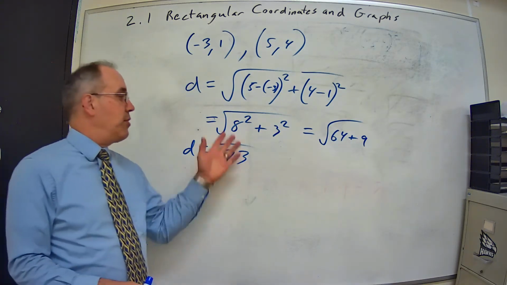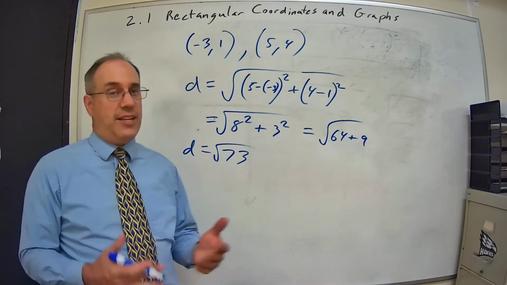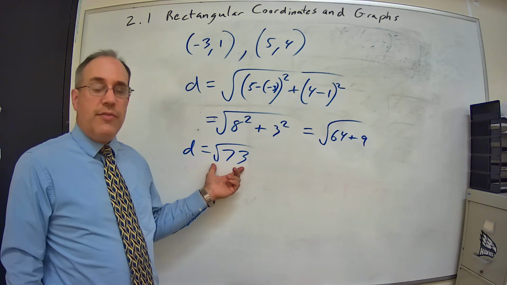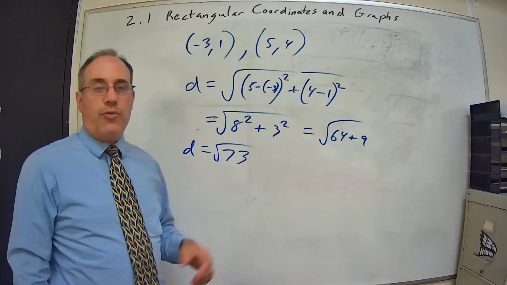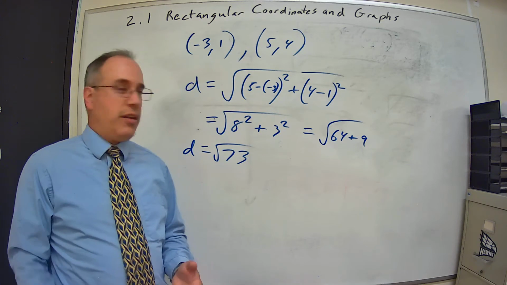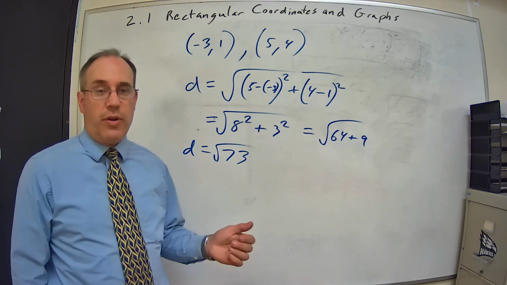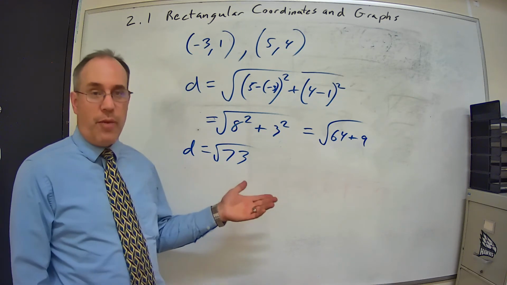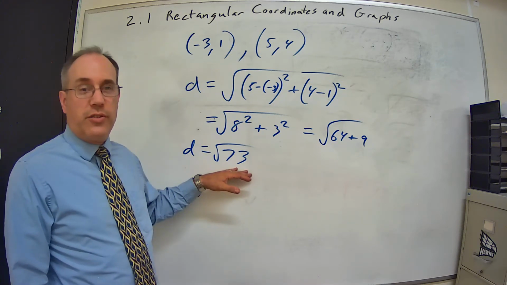Now realize when we're looking for distances, unless we're dealing with a word problem where we really need to get it to a certain unit or whatever, leave it in the cleanest form that you can, but don't plug it into a calculator to approximate this. This is an exact value, the square root of 73. You plug this into your calculator, you're going to get an irrational number, and it's more accurate to do this.